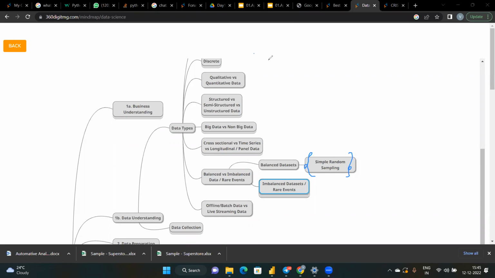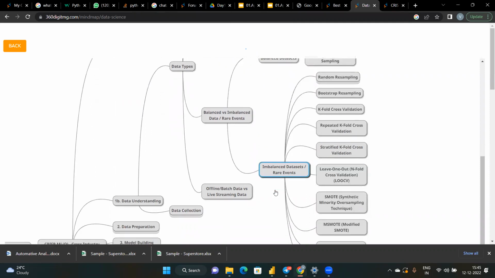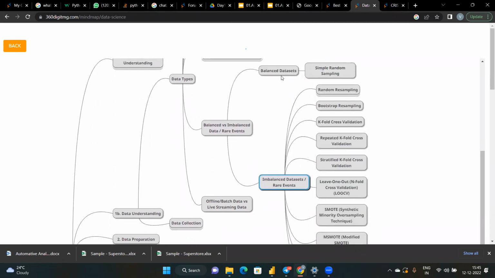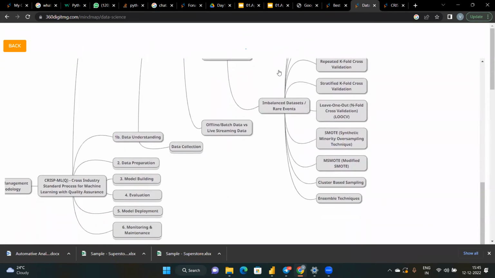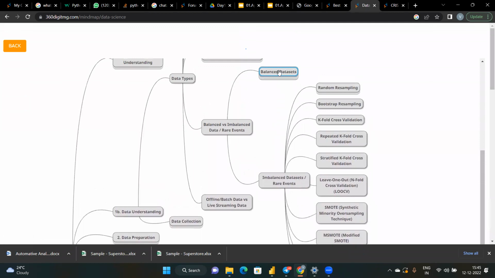Okay, after that, we're going to go for the imbalanced data set. Sir, what is this imbalanced data set? So guys, we are seeing different types of things here, right? So what is this imbalanced data set?